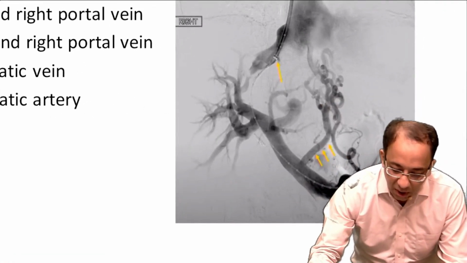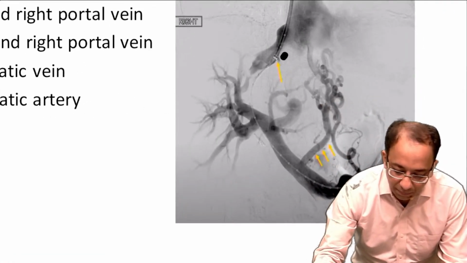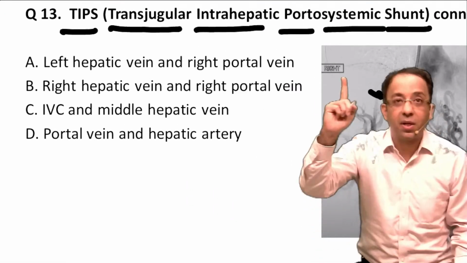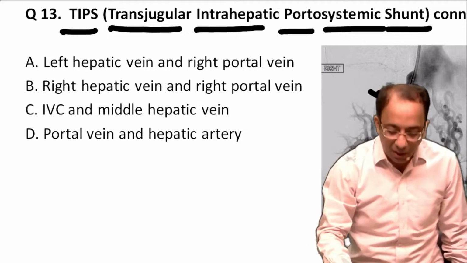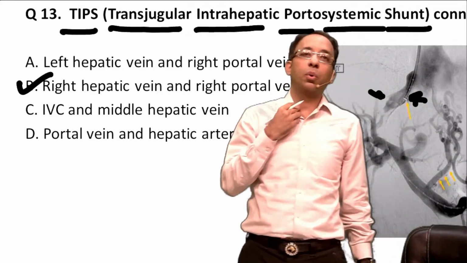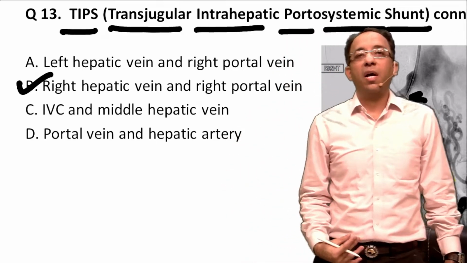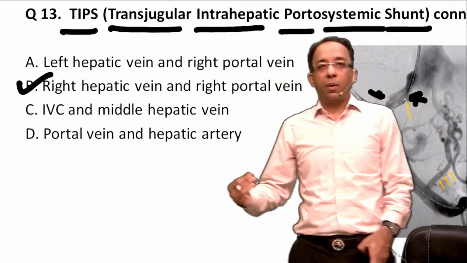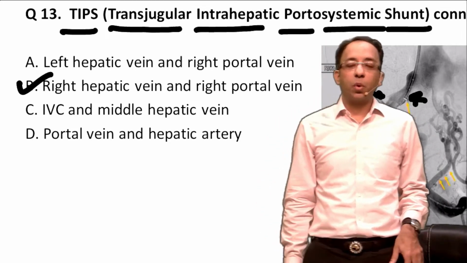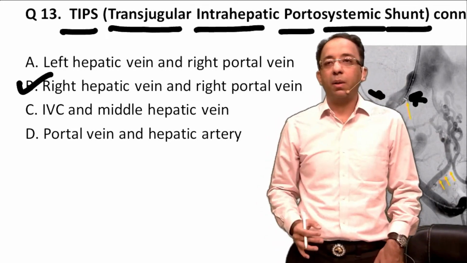So you can see the connection is between, can you tell me? The right, remember, right hepatic, right portal vein. So we are putting our catheter through the jugular vein into the IVC, into your right hepatic vein, and creating a communication with the right branch of the portal vein. This is the most commonly done approach.